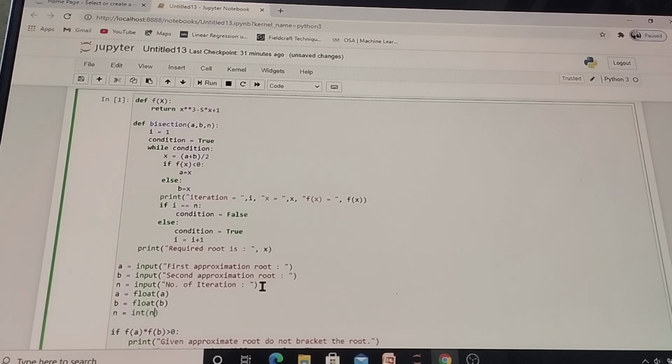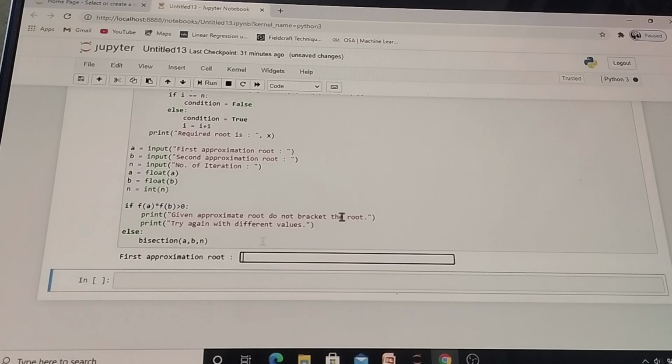Okay, so now let's check for the execution of this. So I'm going to run this cell. Now it is asking for the first approximation root. So suppose the first approximation root is 4.